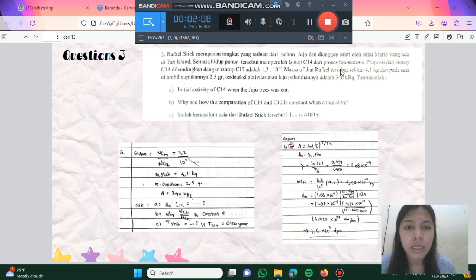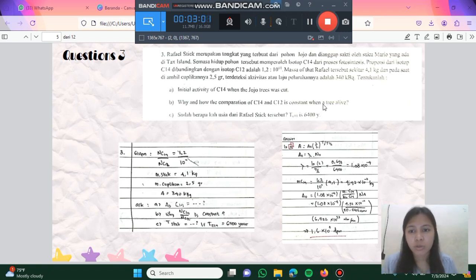The mass of the raffle is about 4 times 1 kilogram, and at the time of its sampling, 1 times 5 grams was detected with an activity or decay rate of 340 kBq. So determine A, the initial activity of C14 when the juju trees were cut. B, why and how the comparison of C14 and C12 is constant when a tree is alive. And the last is C, what is the age of raffle sticks? T half is 5,700 years.